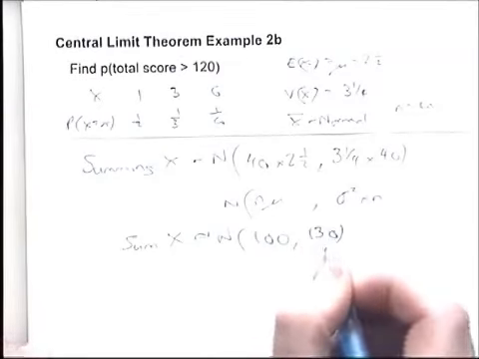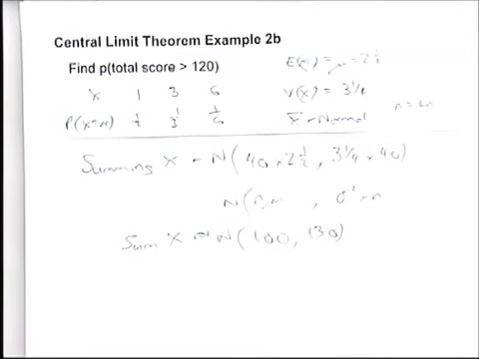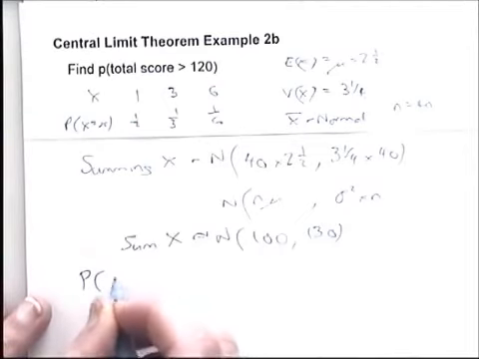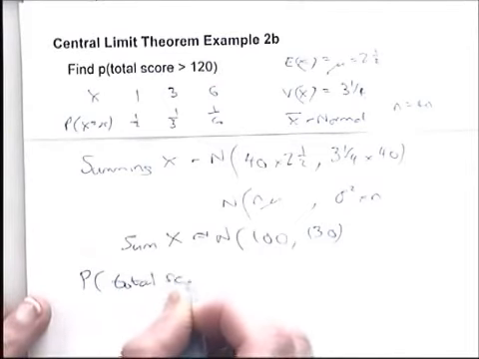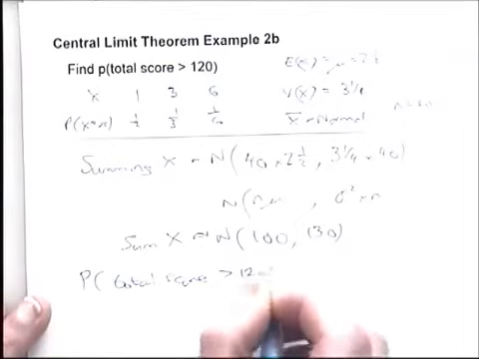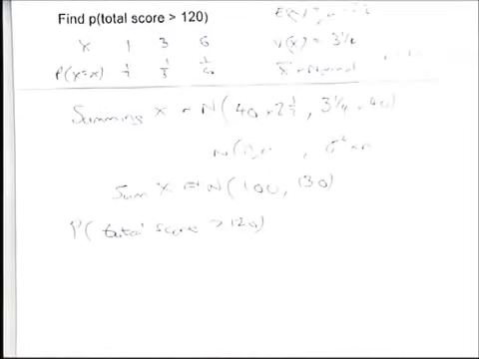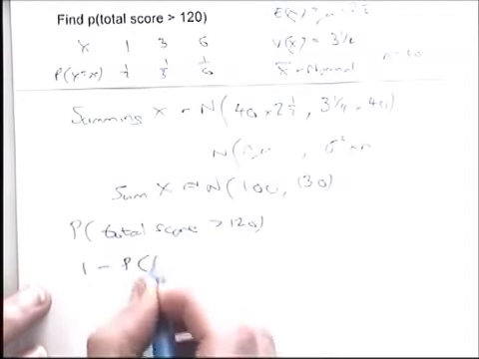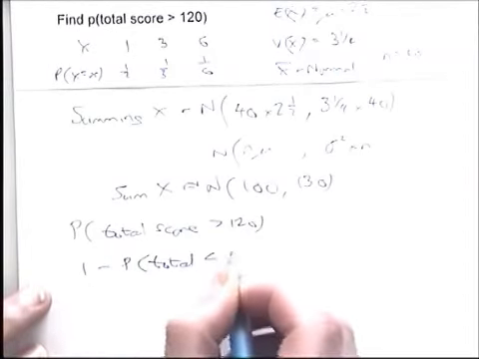So the sum of these scores will also be normally distributed with a mean of 100 and a variance of 130. And the question was: what is the probability that the total score is greater than 120? That's a reminder of the question we're trying to answer now. Look at that question, and use all of your experience about the normal distribution. What do you think you might do to that first of all? Make it a less than, yeah. So do 1 minus the probability that the total is less than 120.